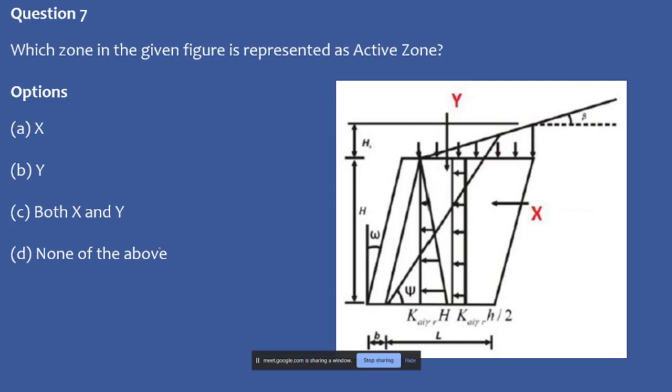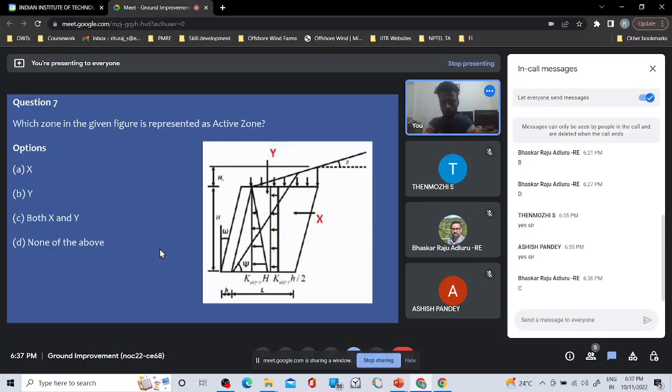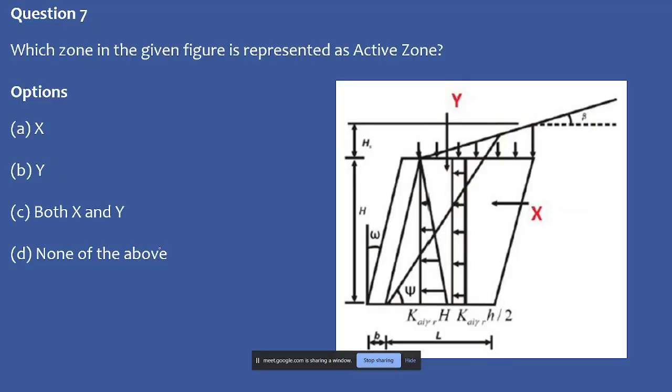Let's move to the next question 7. So that was the theory part question. Any doubt in that? Okay, then let's move to this part. Seventh question. Which zone in the given figure is represented as active zone?